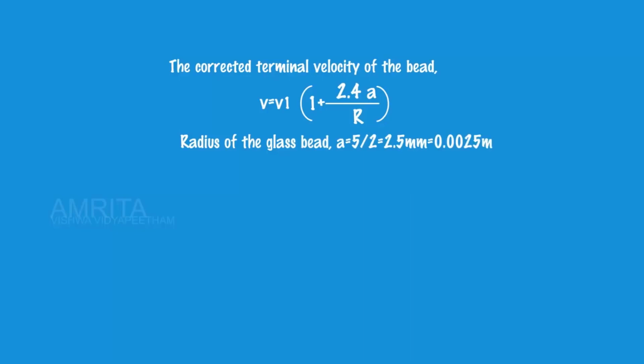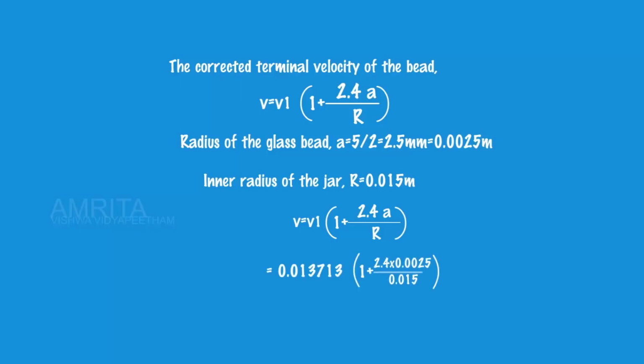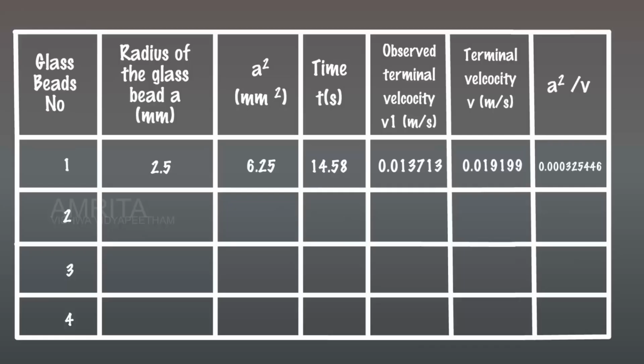The corrected terminal velocity of the bead can be calculated using the relation V is equal to V1 into 1 plus 2.4a divided by R. Here, the radius of the bead a is equal to 5 by 2, which is equal to 2.5 millimeters or 0.0025 meters, and the inner radius of the jar R is equal to 0.015 meters. Then the corrected terminal velocity can be calculated as V is equal to 0.0191982 meters per second. Record the value in the tabular column.